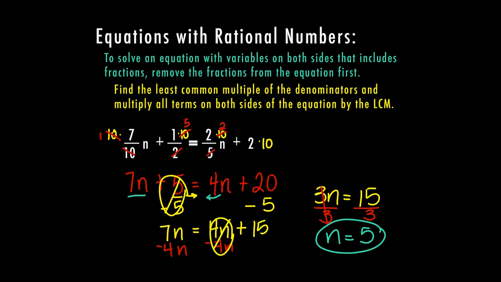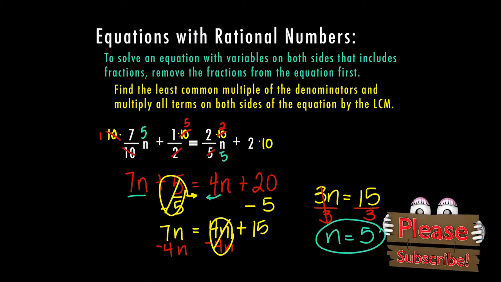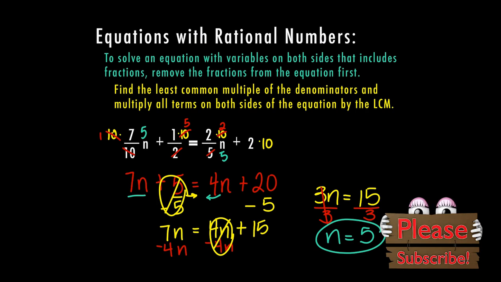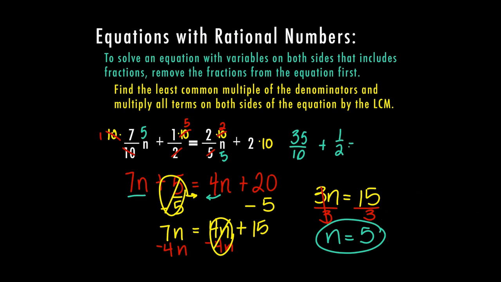Now I could always check my answer just like I could with any equation, where I take my answer 5, go back to the original equation, and plug that in for both n's to solve. So here, if I had 7 times 5, which is 35, over 10, plus 1/2 equals 2 times 5, which is 10 over 5, that equals 2, and 2 plus 2 is 4.